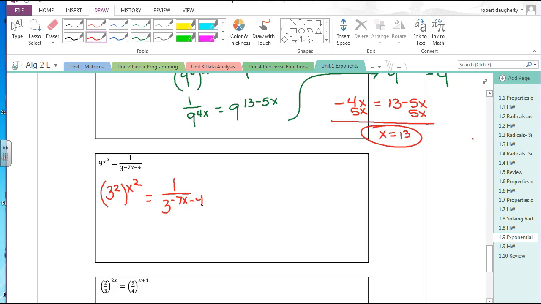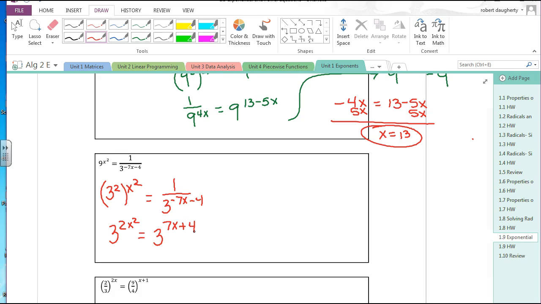So this is 3 to the 2x squared equals, how can I write this as 3 to a power and not 1 over 3? The negative exponent: I just flip the sign of the exponent. So this is 3 to the 7x plus 4. Does everyone see how I got there? Okay. So I just changed the sign of the exponent.